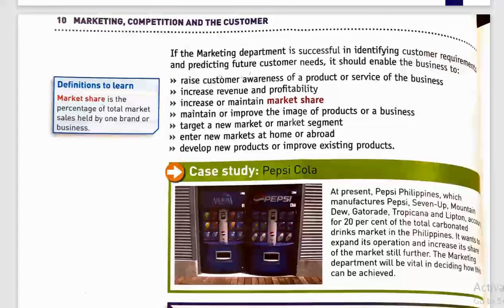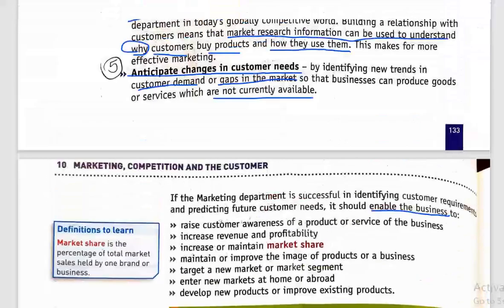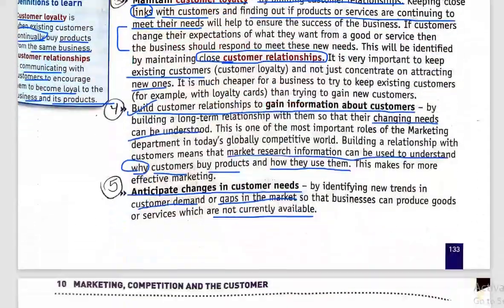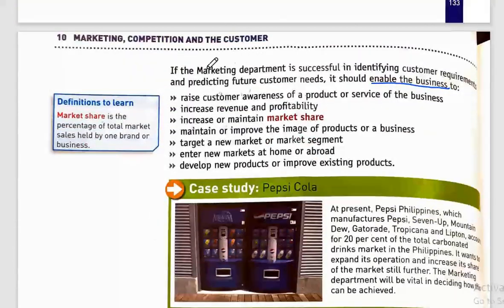If the marketing department is successful in identifying customers' requirements and predicting future customers' needs, it will enable the business to do these things. If I did these five roles of marketing perfectly, then it's going to enable me as a business to do these things.